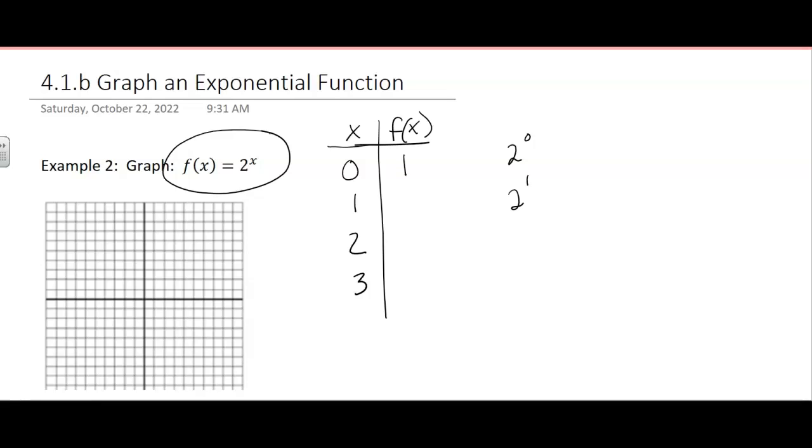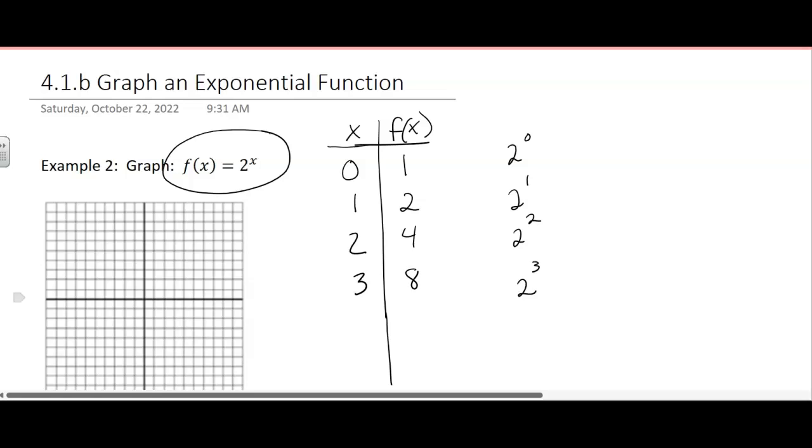Okay, what's 2 to the first power? 2. What's 2 squared? 4. What's 2 cubed? 8. Okay, so we can graph those points: (0, 1), (1, 2), (2, 4), and (3, 8). See how it's going up very quickly? Well, that tells us what's happening to the right of 0.